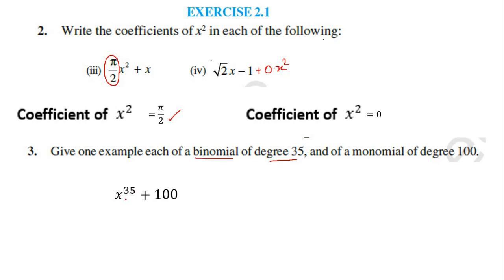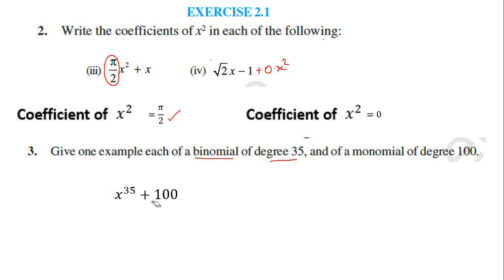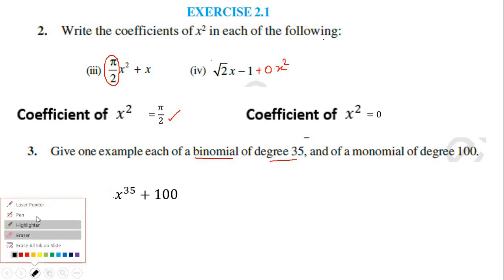You can write anything. Suppose someone can write 2 dot x to the power 35 plus 100 as well, or plus 10 as well. Whatever you write, this is completely your choice. So this is the one example I have taken. You can take any other example as well.